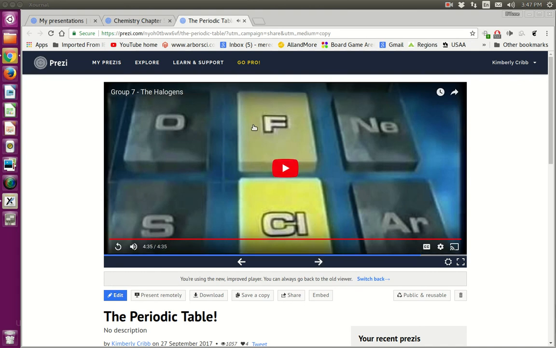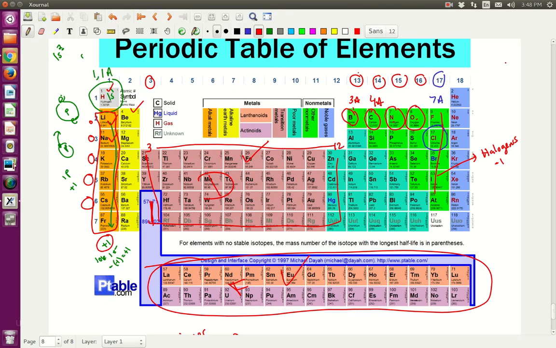Alright, so there you have the halogens, and it shows you how quickly they react. Notice how they said that fluorine was too dangerous for them to work with, because fluorine is very reactive. Chlorine is the most reactive they showed you, and bromine was a little bit less, and iodine was even less. And we're going to actually do a little bit of work with iodine in class.